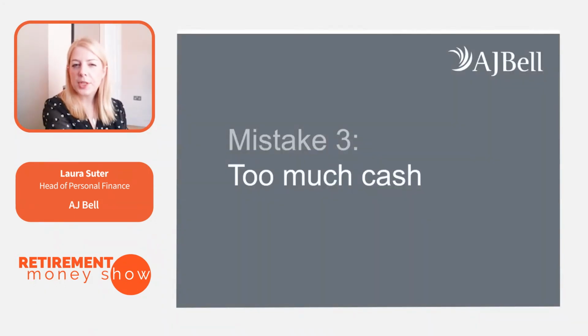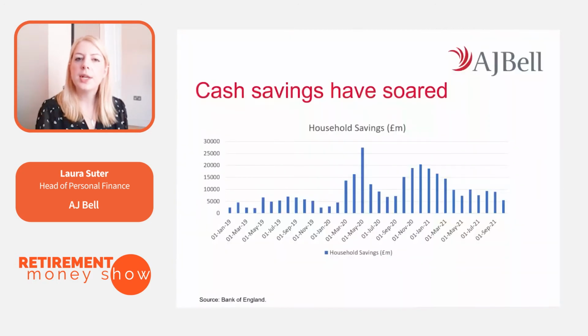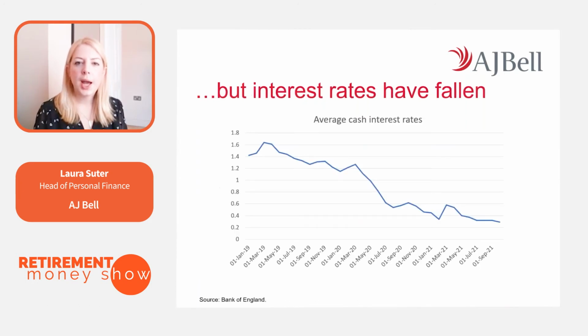The third mistake I wanted to look at, going back to a portfolio construction level, is looking at how much cash you've got in your portfolio. What we've seen over the past few years during the pandemic is that cash savings have soared. This is looking at the amount of savings we all have with banks, and we can see that during that initial pandemic lockdown, it rose a lot, and it's still pretty high, and I think now it is stabilizing a bit more back to normal levels.